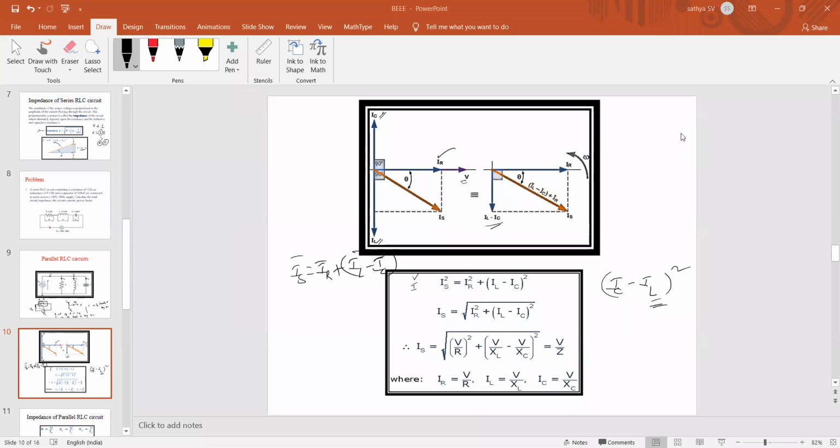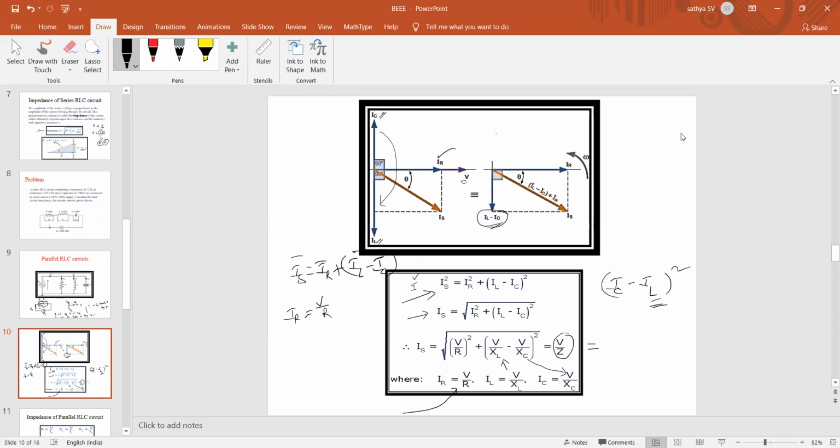Right. So in order to make that similarity, I shifted the positive j omega axis to negative. Therefore, the pattern will be the same as your series circuit, like VL minus VC. Now it should be IL minus IC. So where I calculated the resultant, the total current IS magnitude, by substituting the individual values, IR is simply V by R, IL is V by XL, and IC is V by XC. The same we substituted, and that equals V by Z.